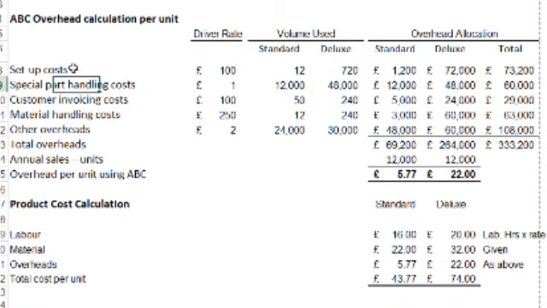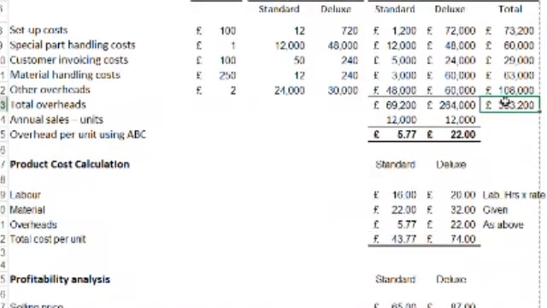Similarly we do it for our other different cost pools, and using their driver rates we multiply them by the volumes and we get the allocations. Now we total these overheads. So all these allocated ones, we total them, and we total this as well. So altogether this is 333,200. If you remember from our absorption costing question, that was the total that we got, total overhead.